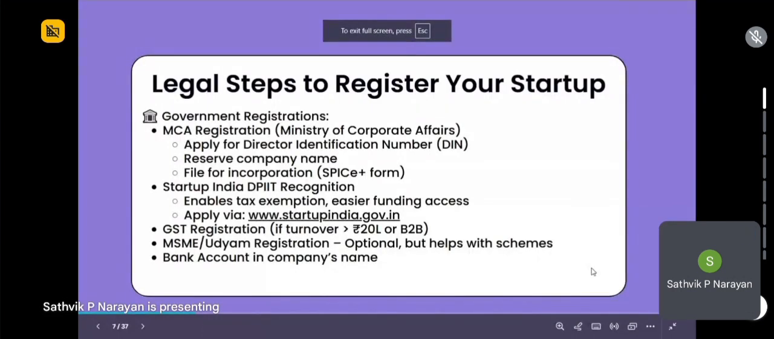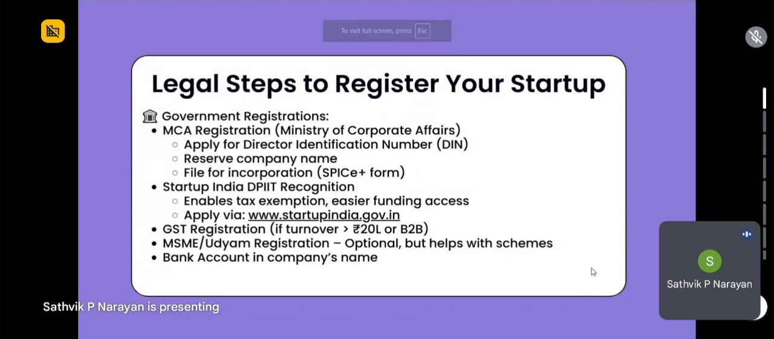Yep. So as I was mentioning earlier, there are a couple of legal steps and procedures in order to incorporate a company. So you have to get your company registered at the MCA portal, which is the Ministry of Corporate Affairs portal. In order to register a company, there are a couple of things you have to keep in mind. One is that a Director Identification Number for the particular candidate who's applying has to be allotted.